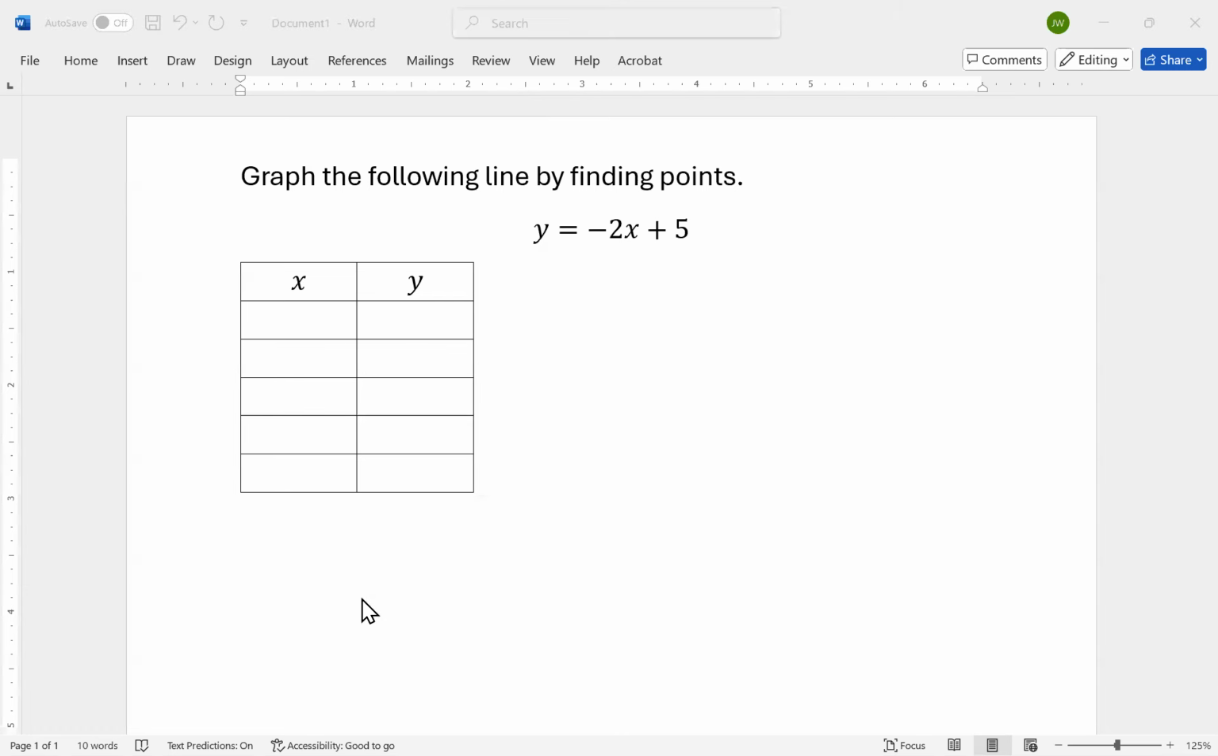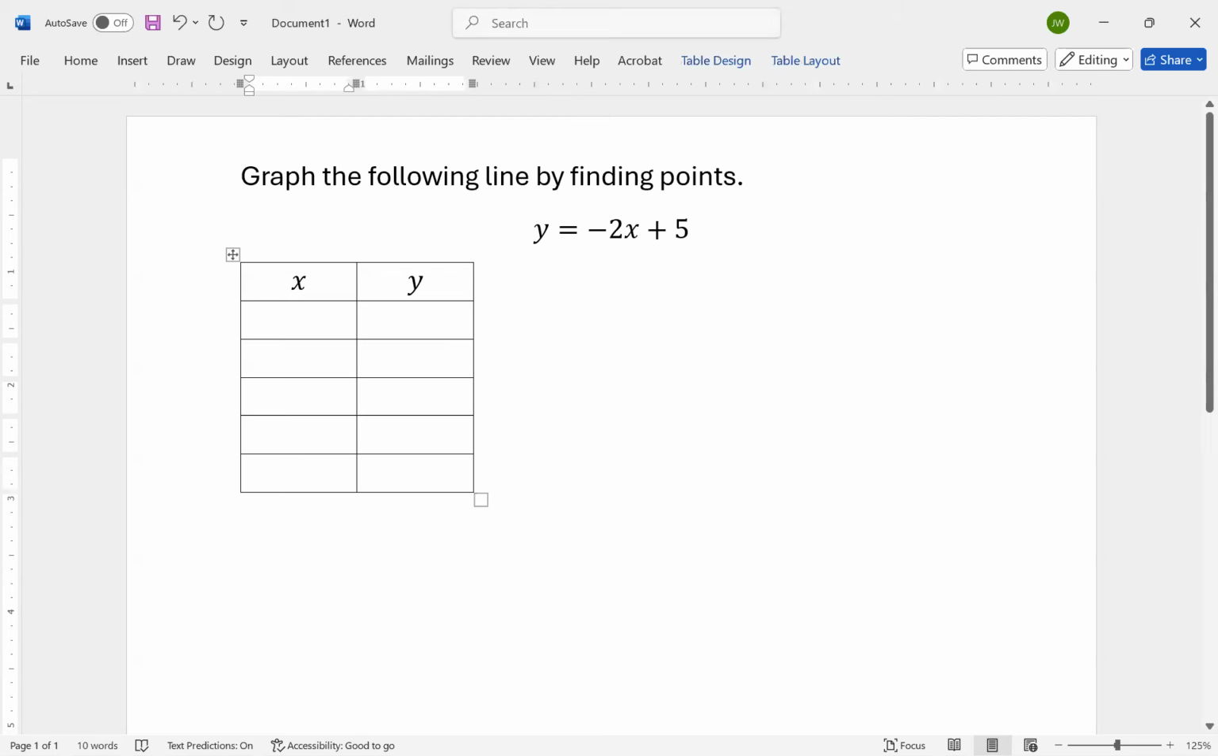I'm going to create a table here to help me do that. Generally speaking, when I have a linear equation written this way, what I'll do is start by plugging in x values, and then I just have to evaluate the right-hand side to get the corresponding y value. So I might plug in an x value of negative 2. And if I do that, negative 2 times negative 2 gives me a positive 4, plus 5 gives me a y value of 9.